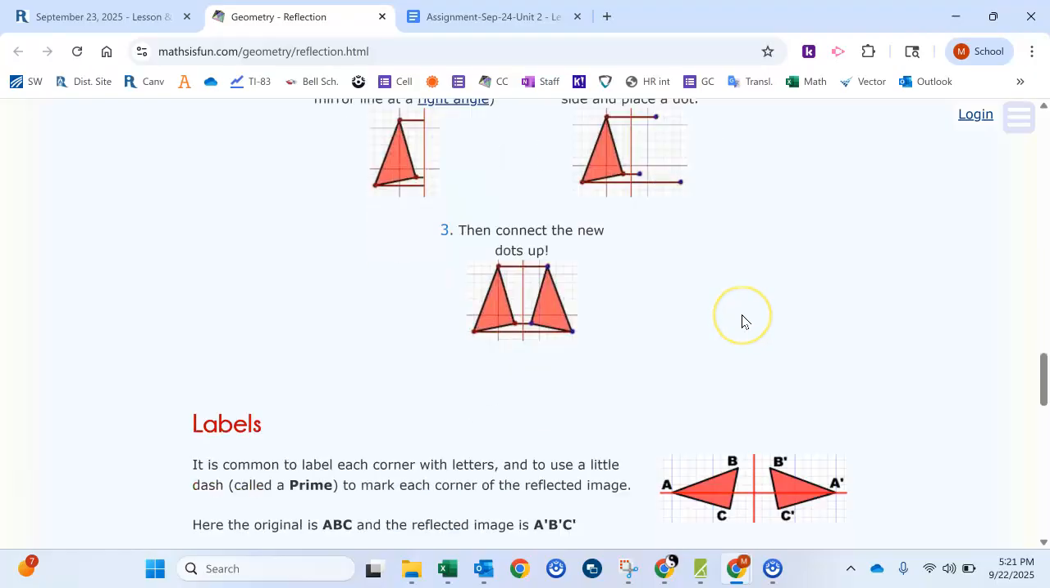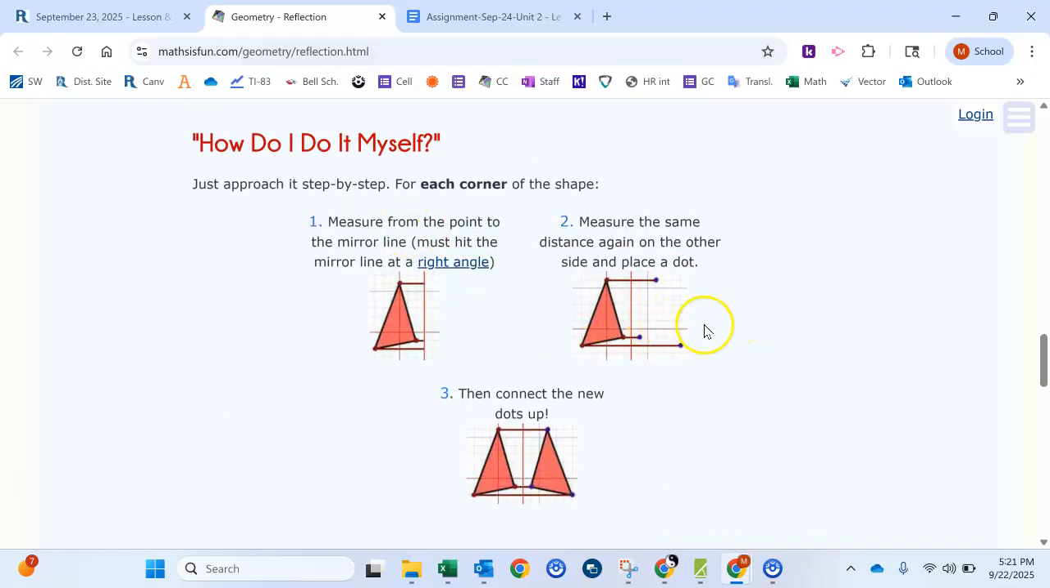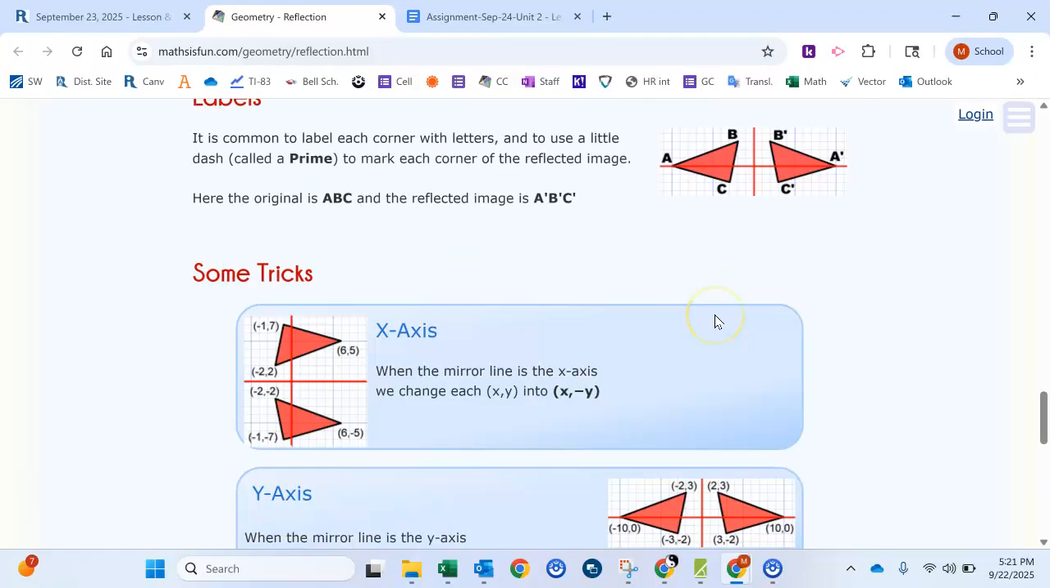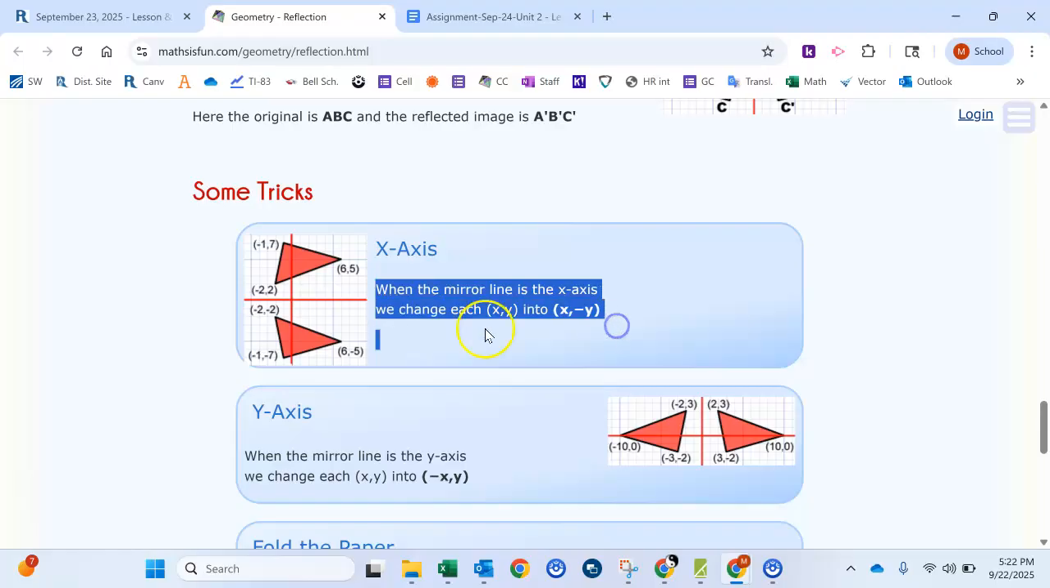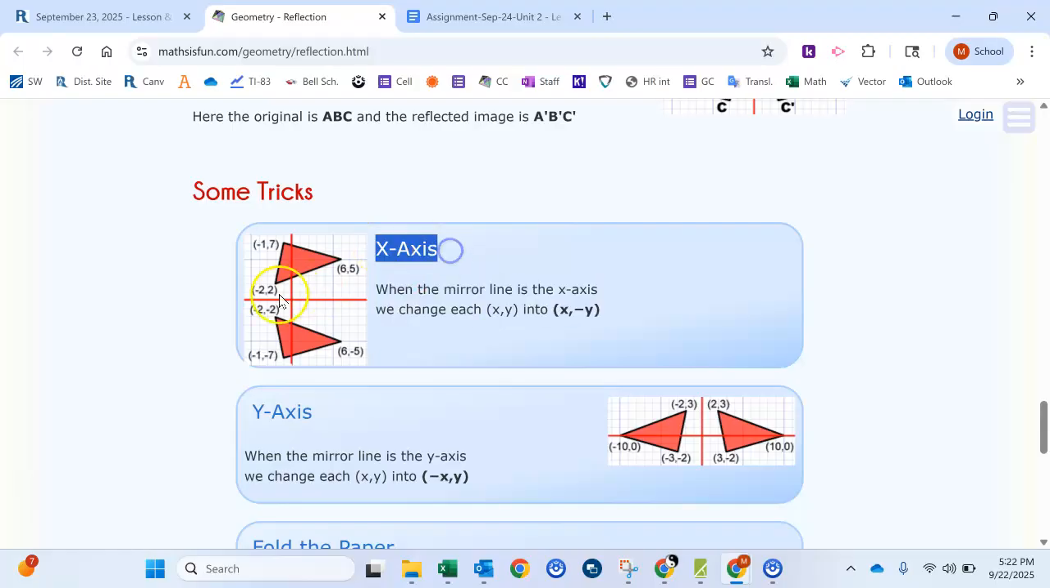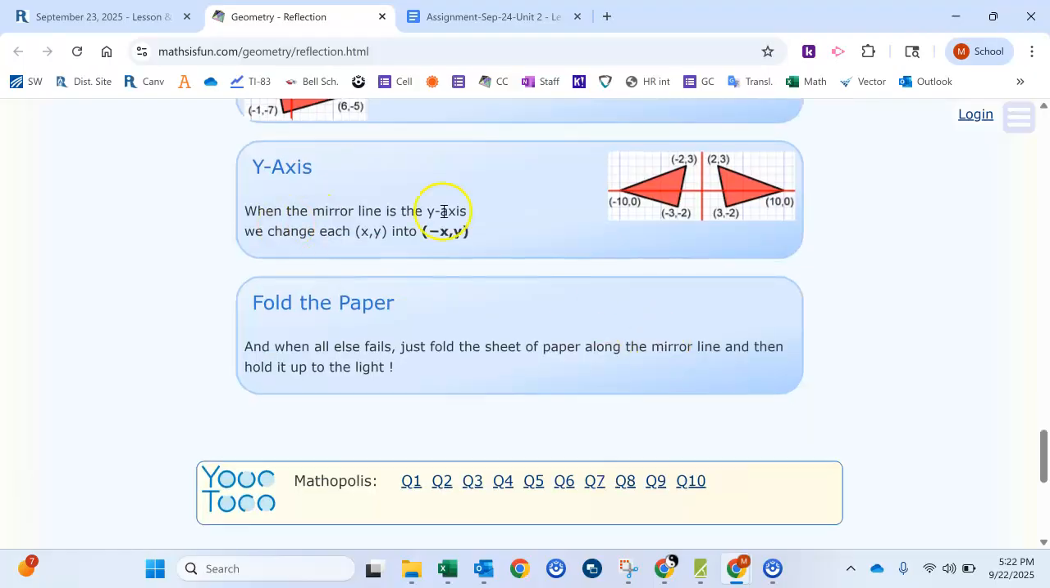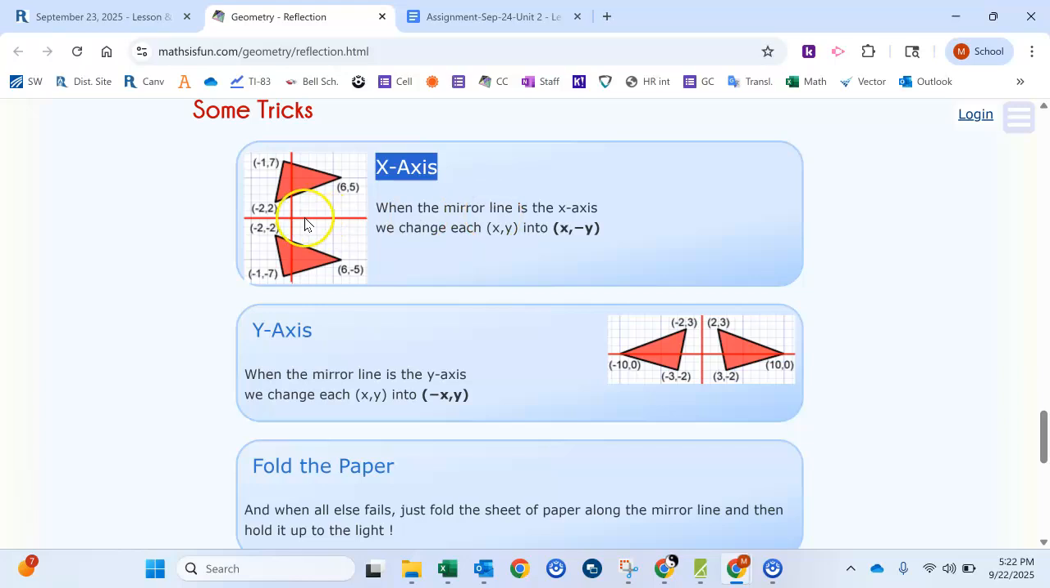So let's see. Again, this is good right here, okay? So if you need to review this, that's good. Now, if you have coordinate points, what you'll notice is there's a rule for it. You can change each x, y into x, negative y if it is in the reflection in the x-axis. Remember, the x-axis is this way, the y-axis is that way if the reflection is that way. So they give you some examples right here. X, the reflection's here, y, the reflection's vertical, okay?